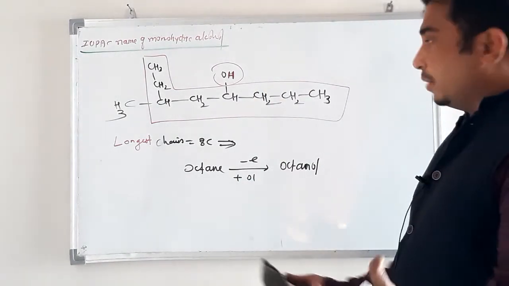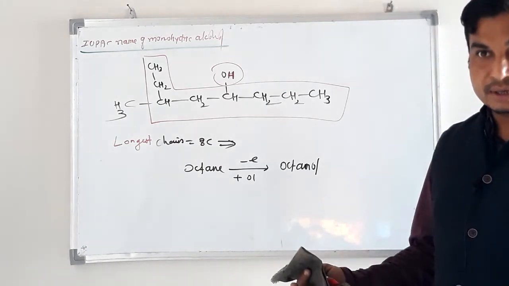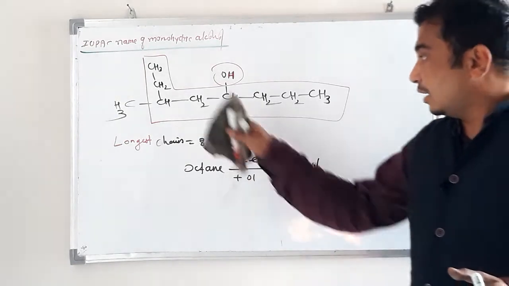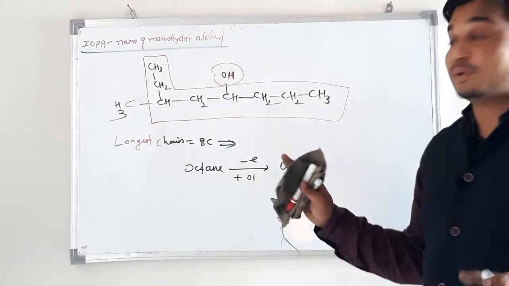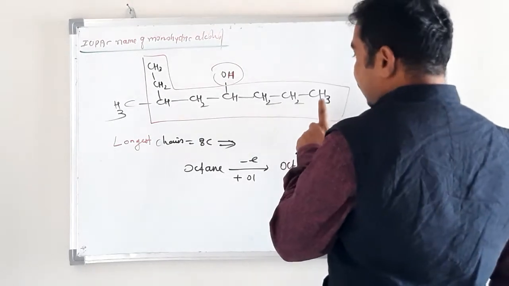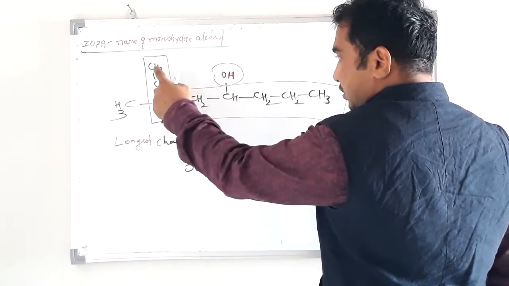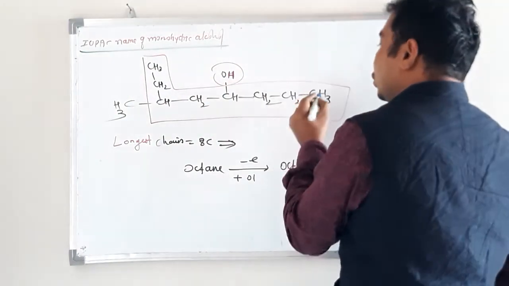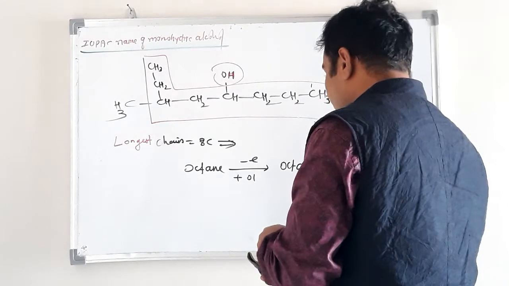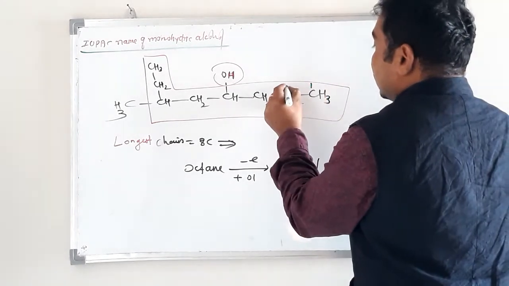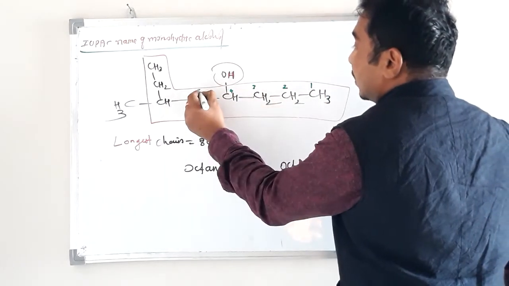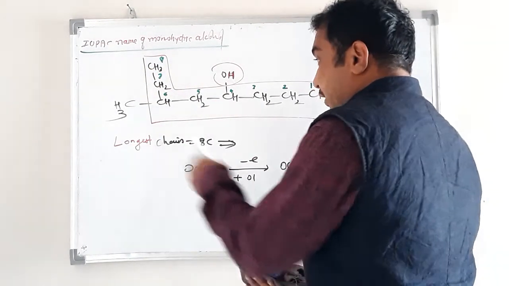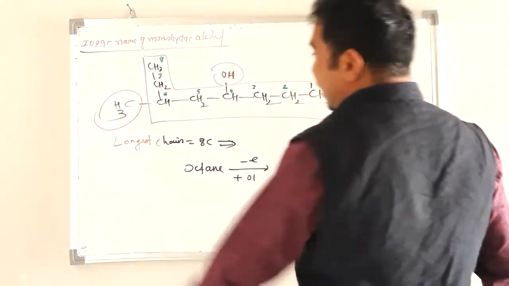Now give numbering. We have to number the carbons of the longest chain in such a way that the carbon bearing the OH group gets the lowest possible number. If we start from this side, 1, 2, 3, 4; if we start from this side, 1, 2, 3, 4, 5. So from this side this carbon gets the lower number. So 1, 2, 3, 4, 5, 6, 7, 8. And this is a substituent: the methyl group is a substituent attached to carbon number 6.